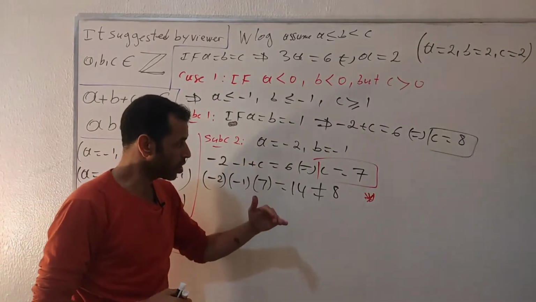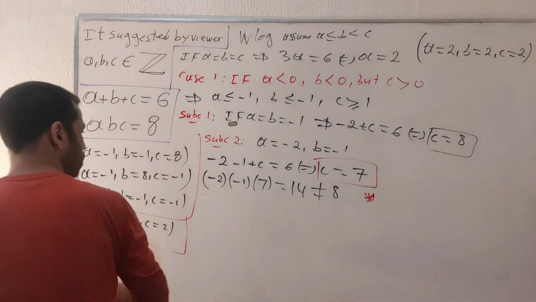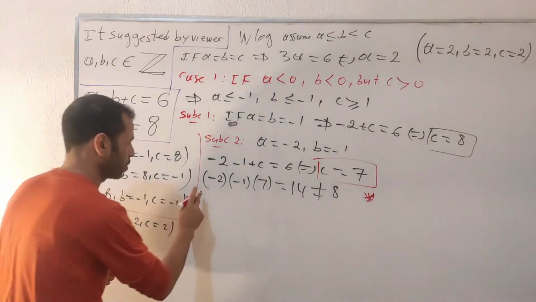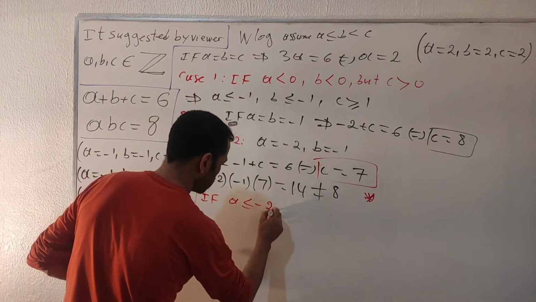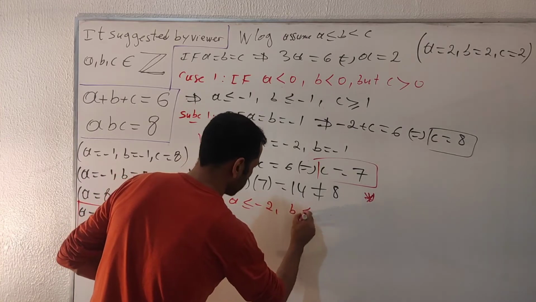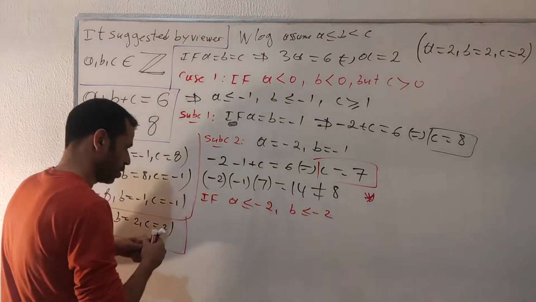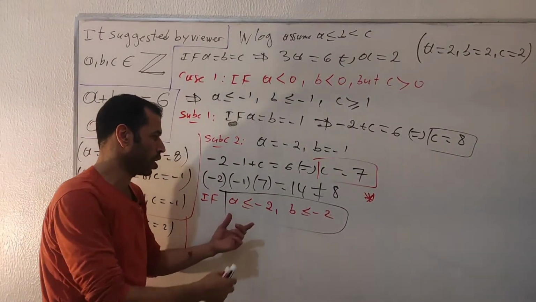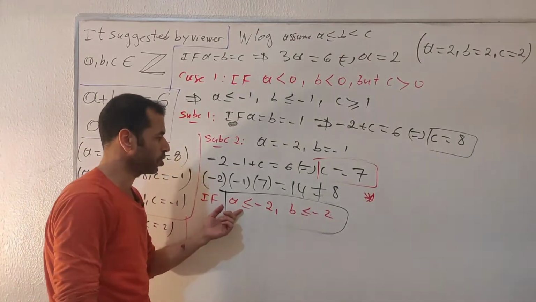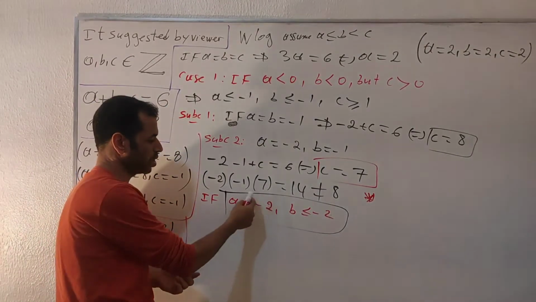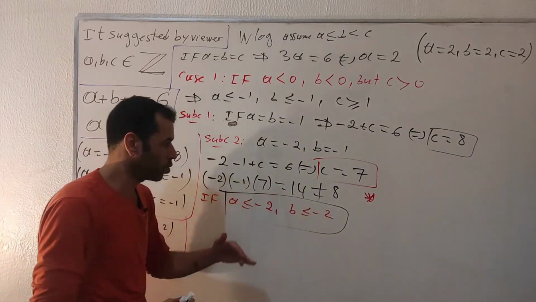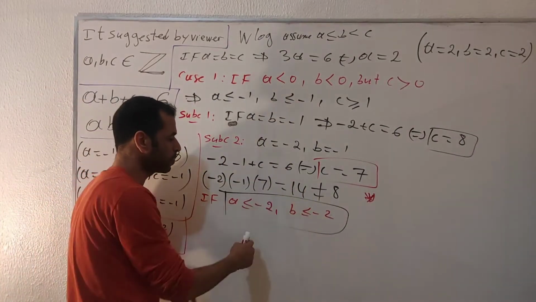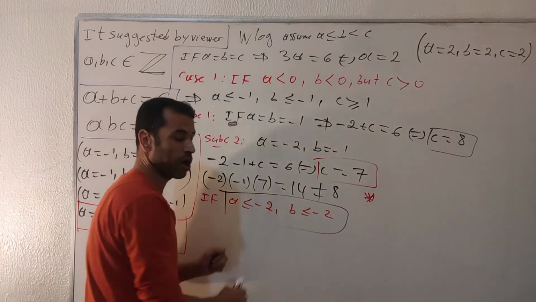Now let's consider the following case. Now let's take the general case: if A is inferior to -2 and B is inferior to -2. Now we clearly understand why I'm working on this interval, because in the previous case, when A equals -2 and B equals -1, we may have had a solution. We checked that, and we found no solutions. That means we are free to work on this interval now.